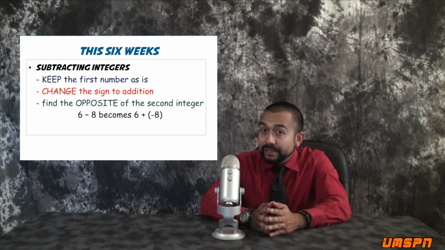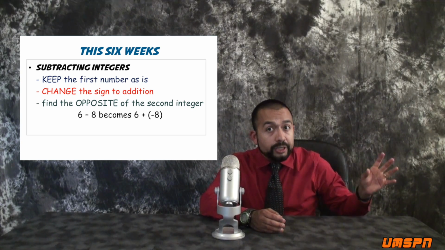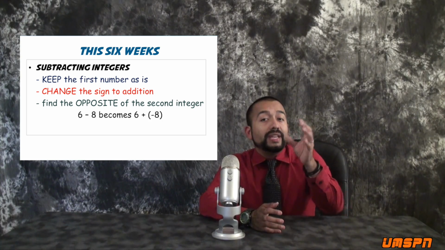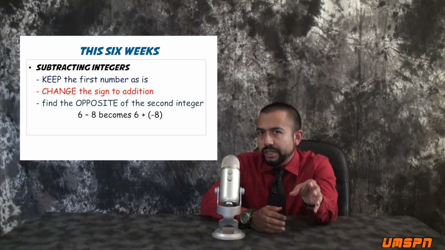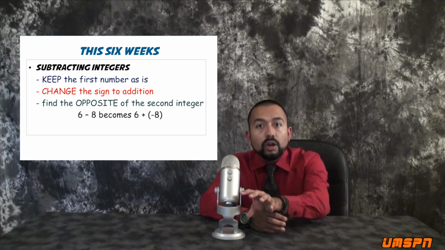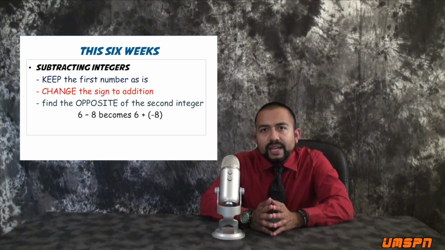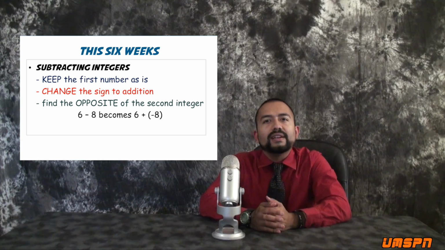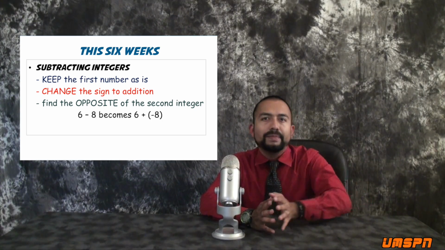With subtracting integers, that one's even trickier, so you have to be very careful. It's the same rules as adding integers with an addition. What you would do first, you would keep your first number as is. You would change the sign to addition, and then you find the opposite of the second integer, or what I call keep, change, opposite. Once you've done that, we go back to the rules of adding integers, and you've got it done. It is that simple. It's just a matter of looking at the steps carefully.